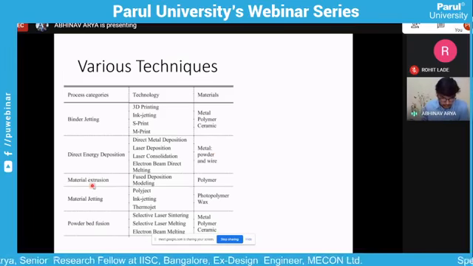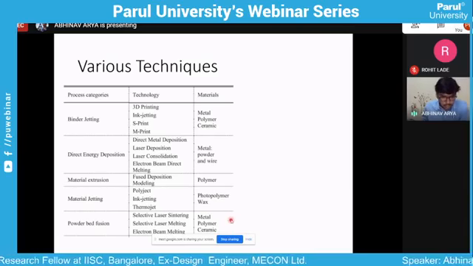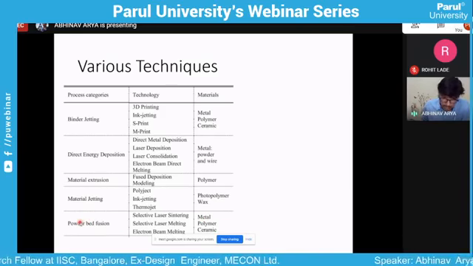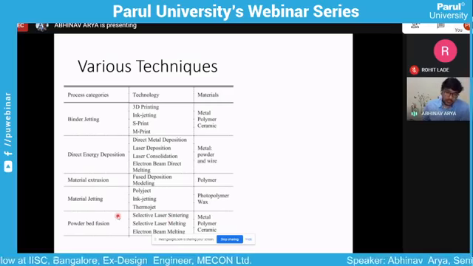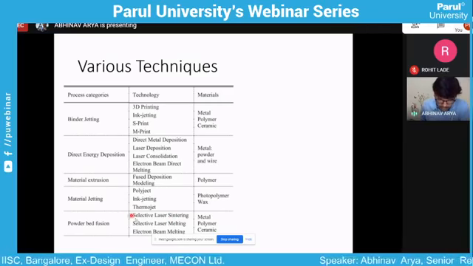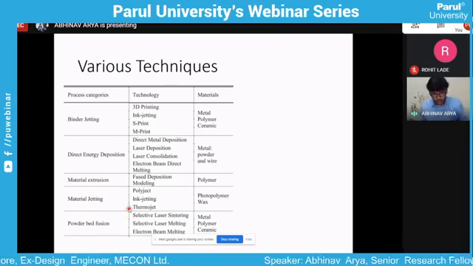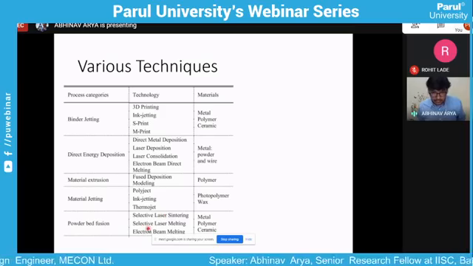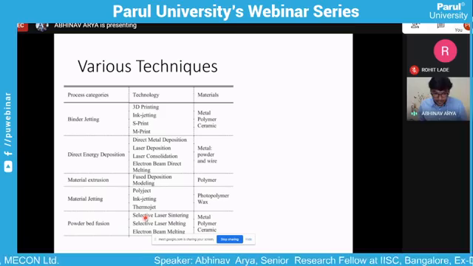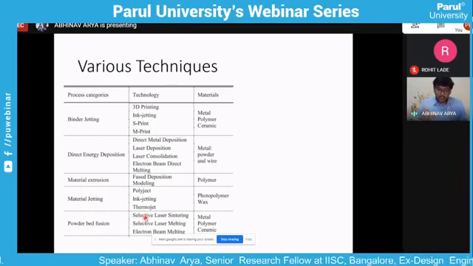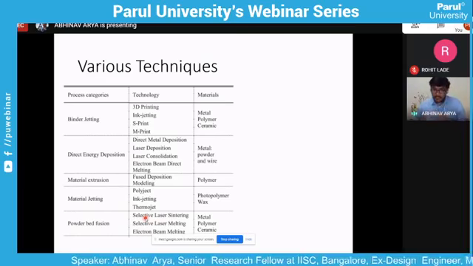Then there is material extrusion, which is generally used for polymer. Then another important technique used in metal additive manufacturing is powder bed fusion. So we use metallic powder, and then we use a laser or an electron beam to selectively melt the metal and fuse the powder bed at certain places, and layer by layer we do it in such a way that our component gets built.